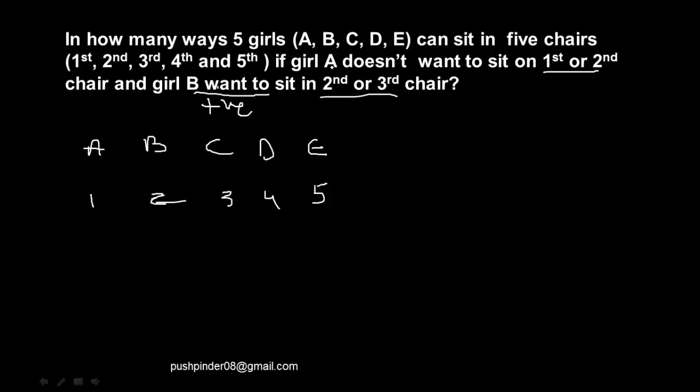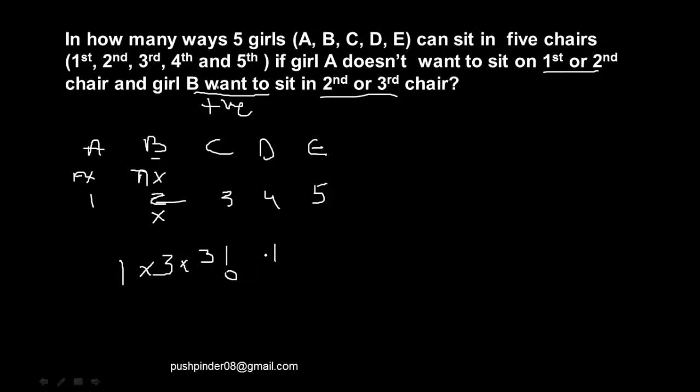How many ways are there to make B sit on the second chair? Only one way, right? So you make B sit on the second chair. Now let's suppose B has sat on the second chair. Now A does not want to sit on the first or second chair. So A cannot sit here, and has these 3 choices left. Now there are 3 girls left and 3 chairs left with no conditions, so 3 factorial.